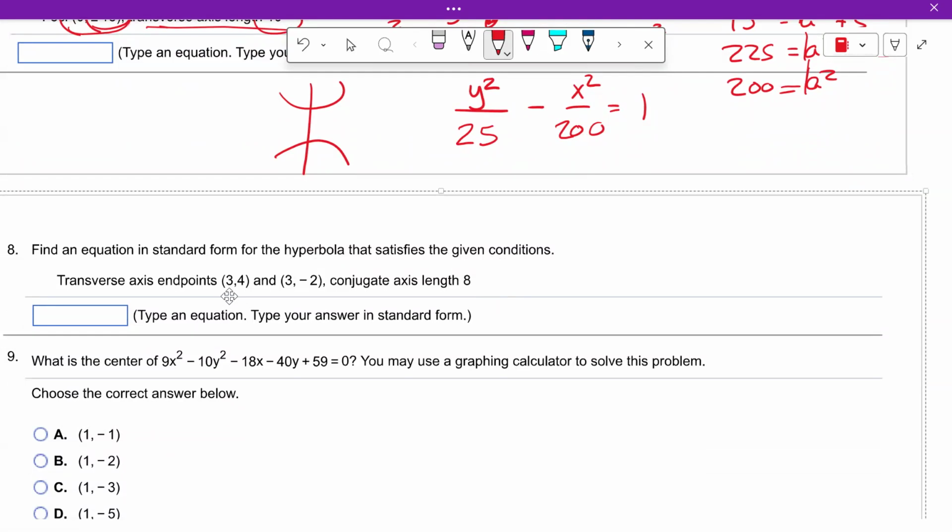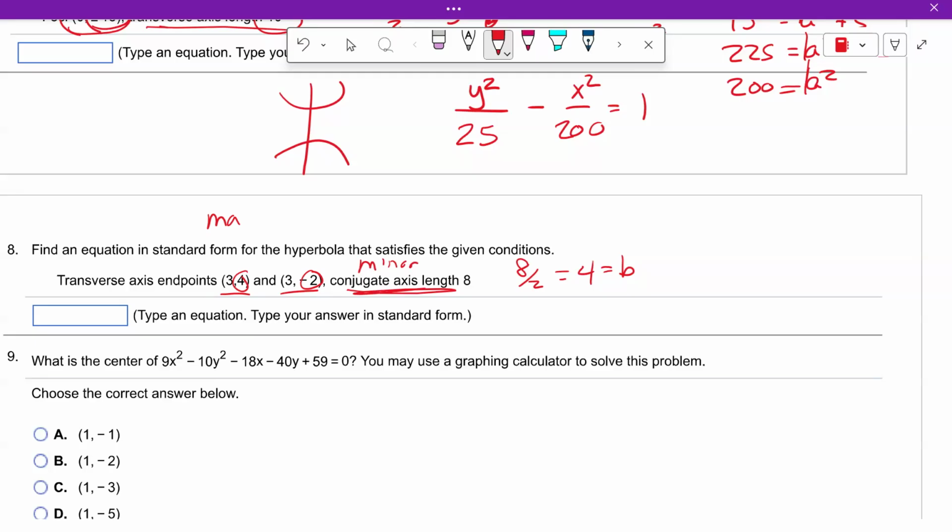Okay. Transverse axis endpoints are these two endpoints. The conjugate axis, this is a minor axis. If this axis length is 8, we take 8 divided by 2, which is 4. So B will equal 4. How far is it from 4 to negative 2? So the major axis length is 6. 6 divided by 2 is 3. So the major axis length is 3.